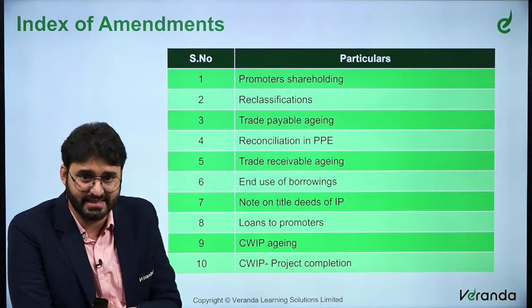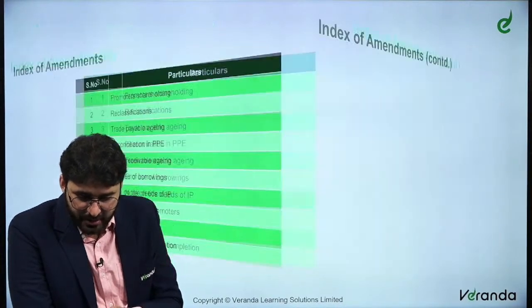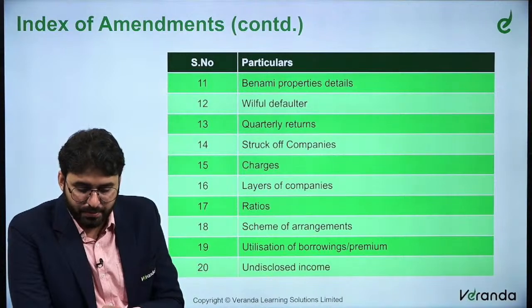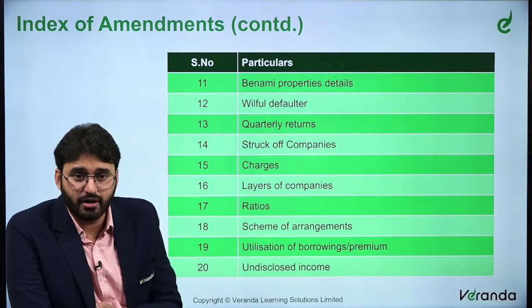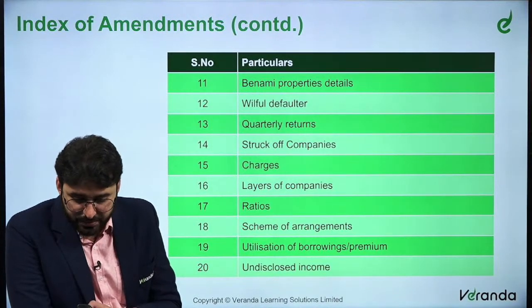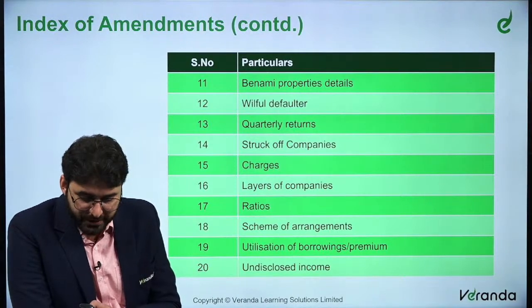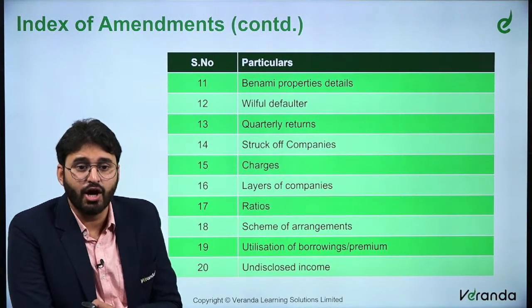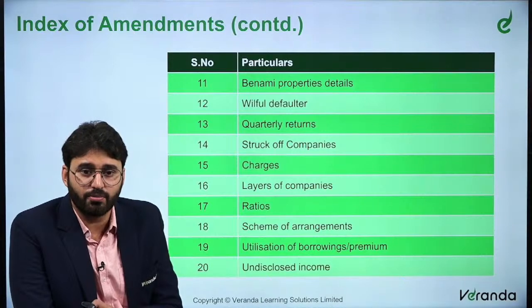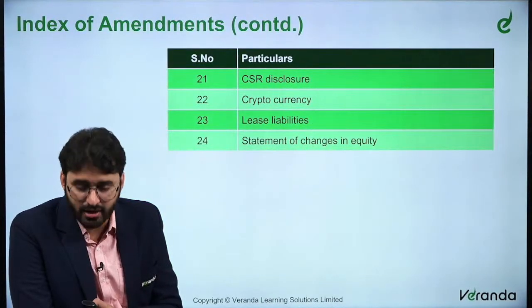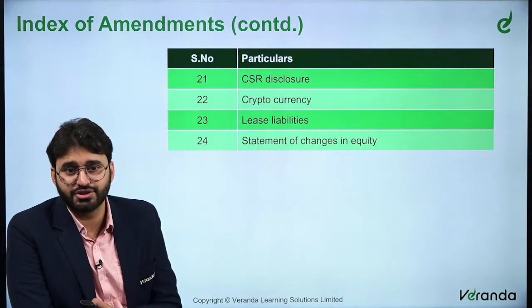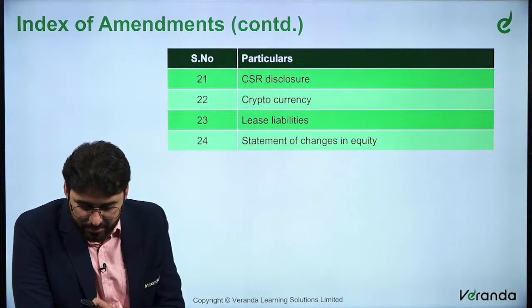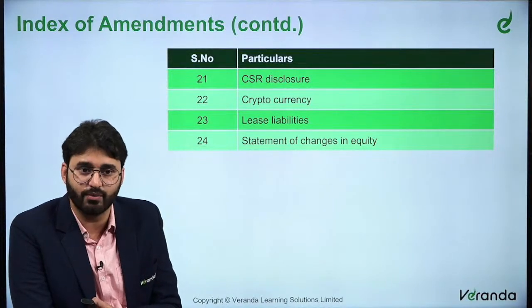Loan to promoters, CWIP aging, CWIP project completion, Benami properties, willful defaulter, quarterly returns, struck off companies, charges, layers of companies, ratio, scheme of arrangements, utilization of borrowings or premium, undisclosed income, CSR disclosure, cryptocurrency, lease liabilities, and statement of changes in equity.